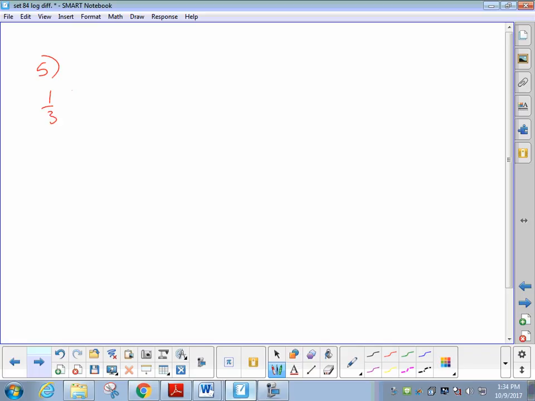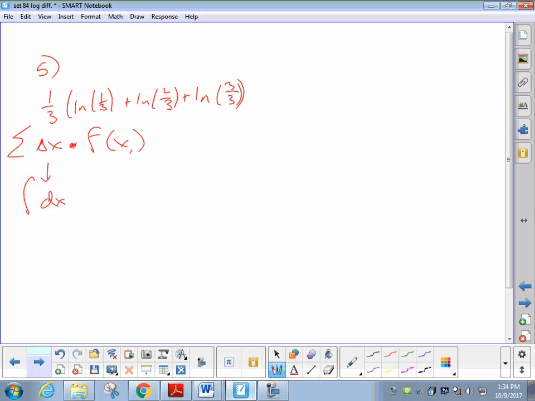Okay, so 1/3 natural log of 1/3 plus natural log of 2/3 plus natural log of 3/3. Boom. Okie dokie. So, in each case, you're talking delta x times f at different x's to estimate the area, and if infinitely many times, then this would become dx times the function. Okay, so there are 3 forms really of area under the curve: expanded form, summation form, and definite integral form.